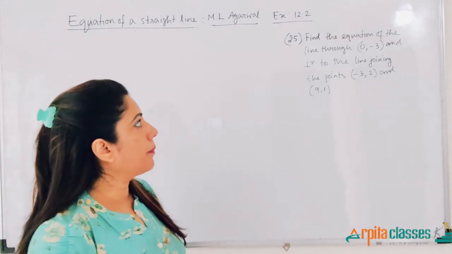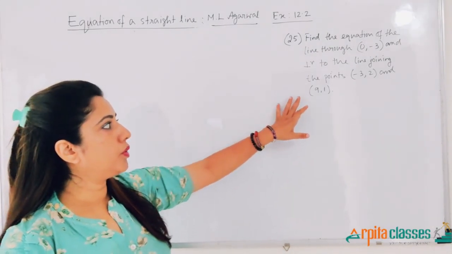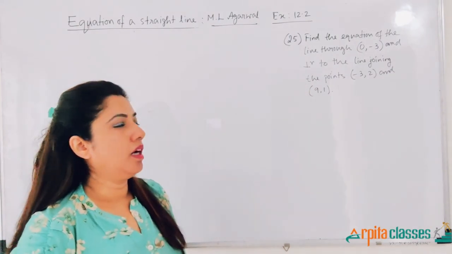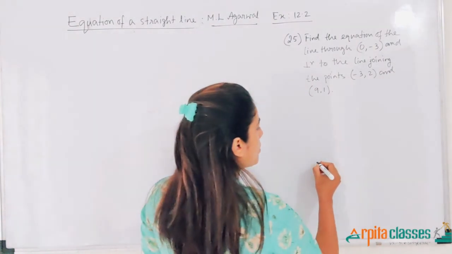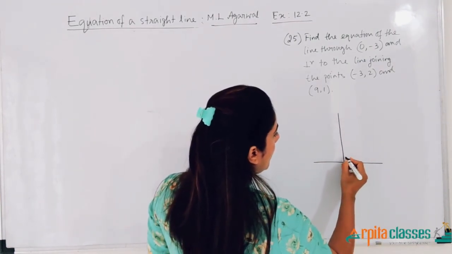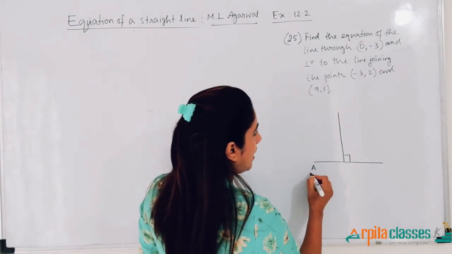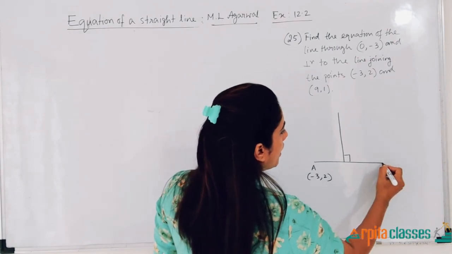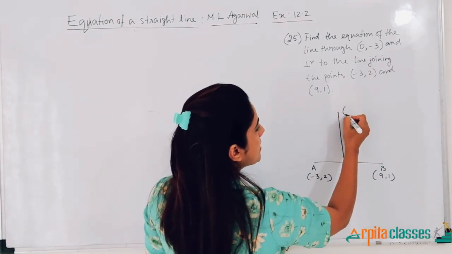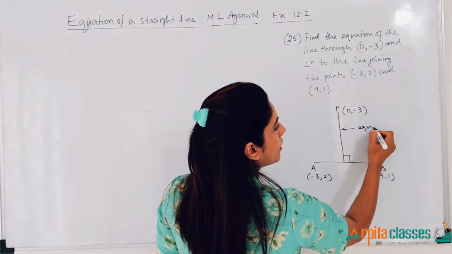Now the 26th sum. Find the equation of the line through (0, -3) and perpendicular to the line joining the points (-3, 2) and (9, 1). So that means you have to find the equation of the line which is perpendicular to the line joining the points, say A (-3, 2) and B (9, 1), and this line is passing through (0, -3). You have to find out the equation of this line.